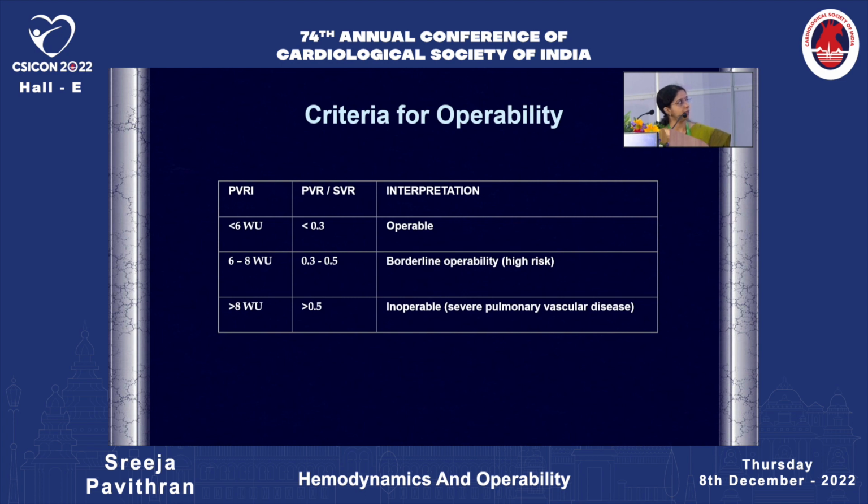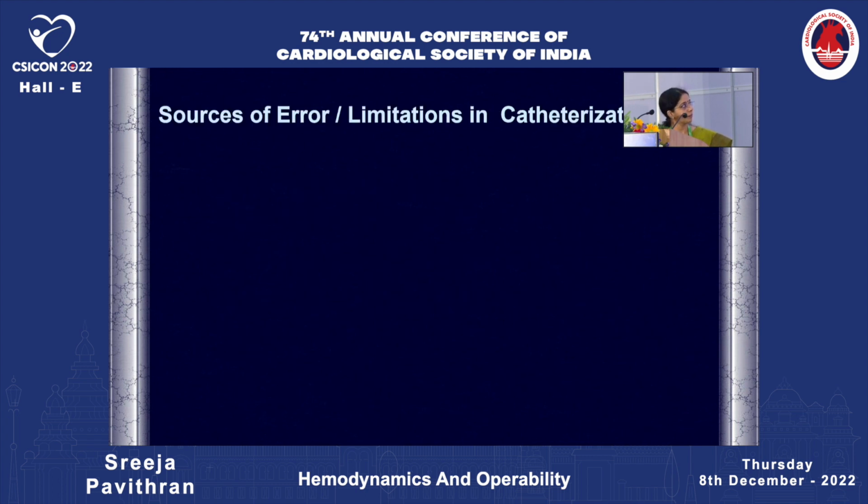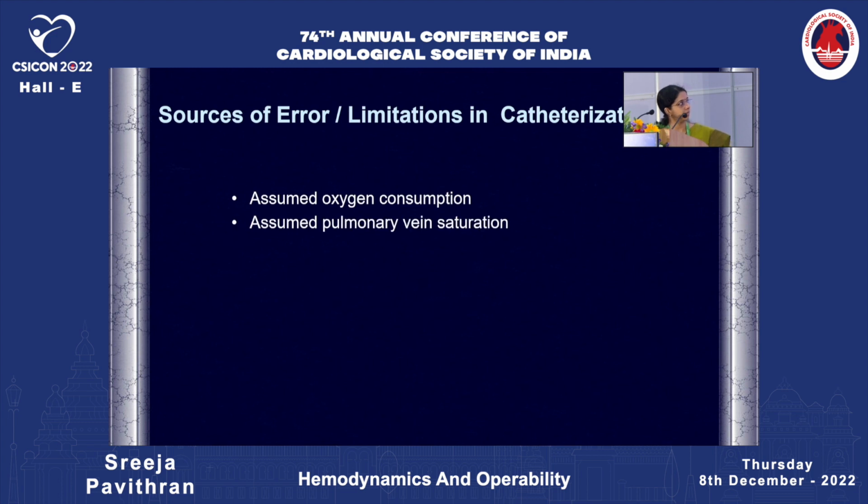Now the ratio between PVR and SVR and the PVRI values are used in the criteria for operability. If the PVRI is less than 6 Wood units with a ratio less than 0.3, it is operable. If the PVRI is between 6 to 8 and the ratio is between 0.3 to 0.5, it's borderline operability or high risk; you can consider a high risk surgical closure. If the PVRI is more than 8 and the PVR/SVR ratio is more than 0.5, it is inoperable, the so-called PVOD.